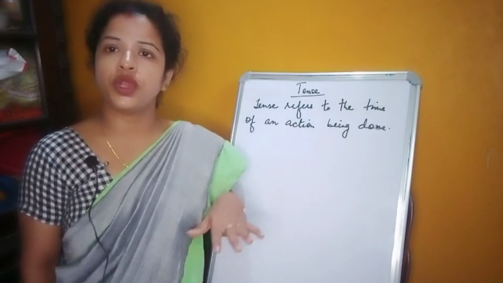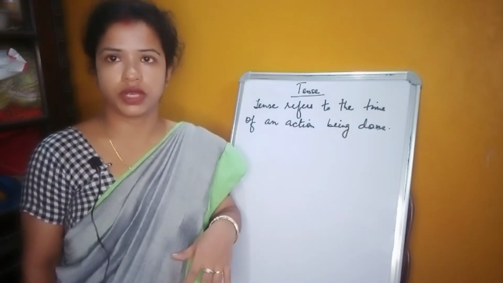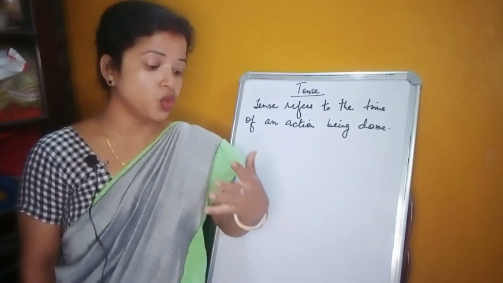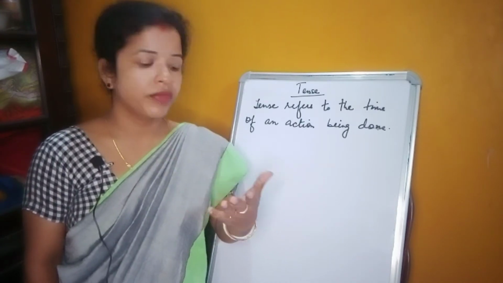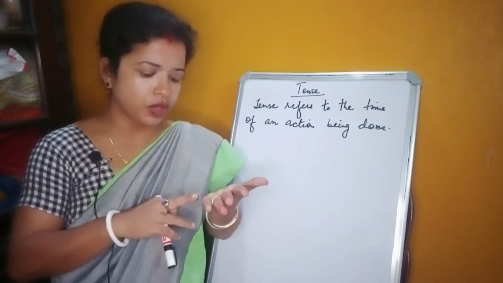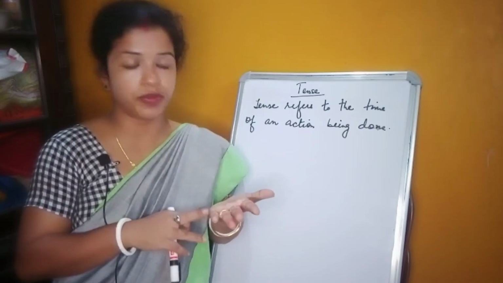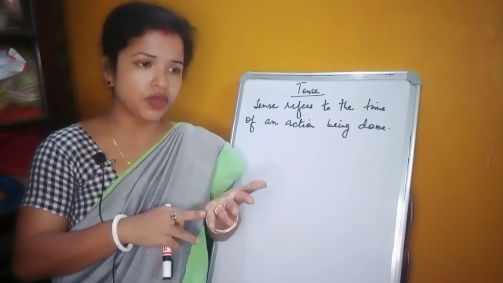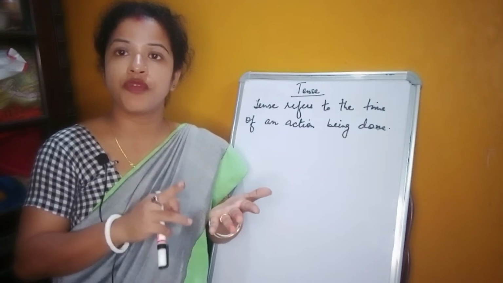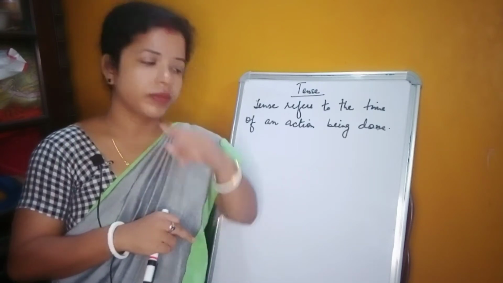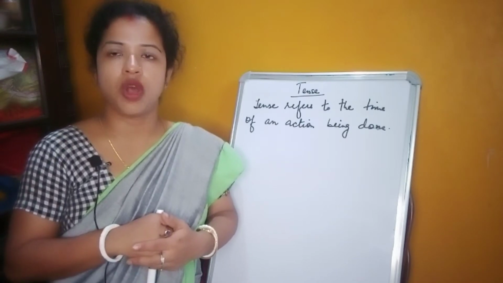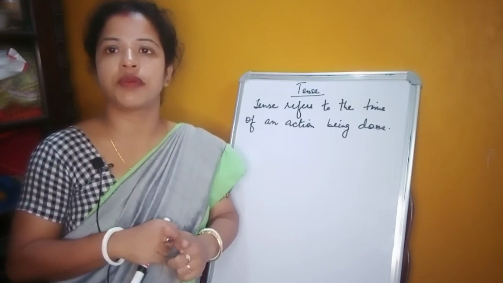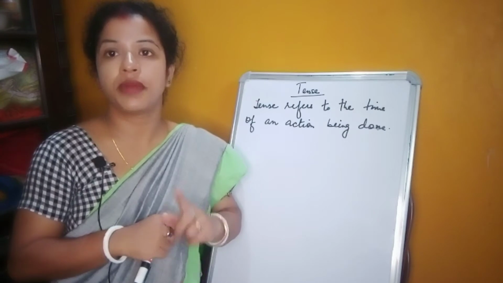So today we are going to learn about the structure. Structure means the rules that you apply when dealing with tenses. There are three kinds of tenses: present, past, and future, and each of these tenses has four forms. Today we are going to learn about the structure of the first type of tense, that is present tense.